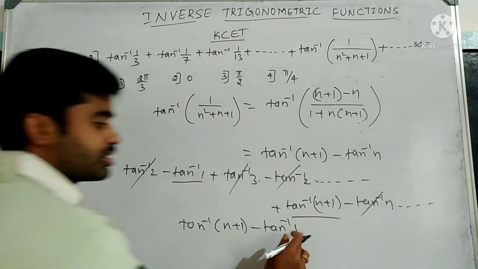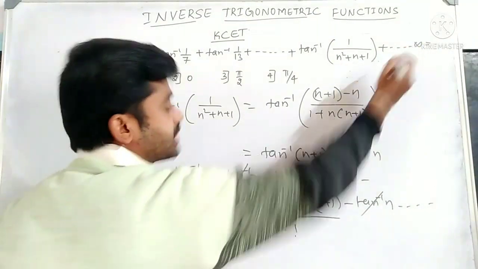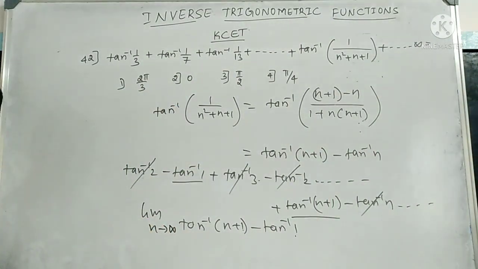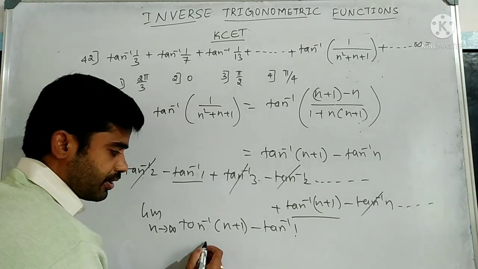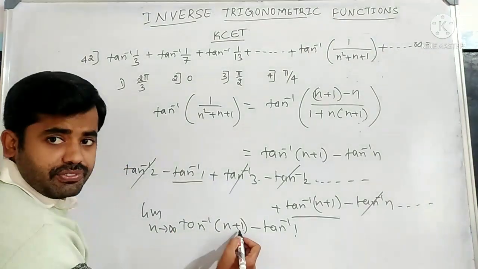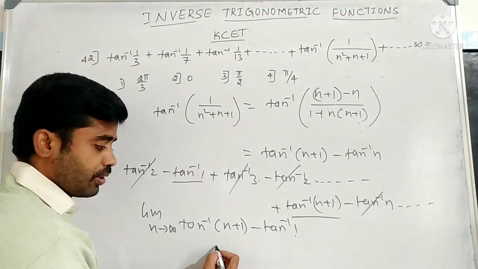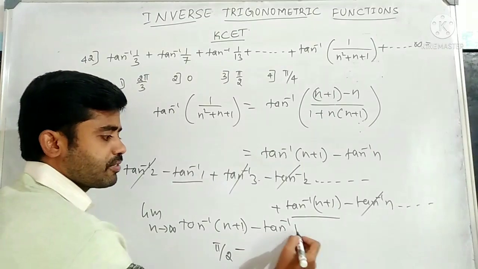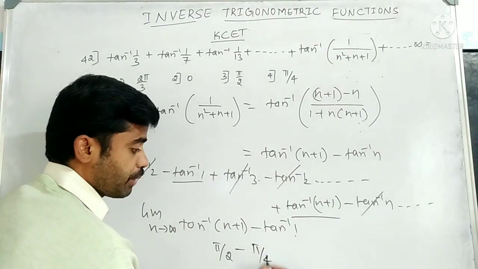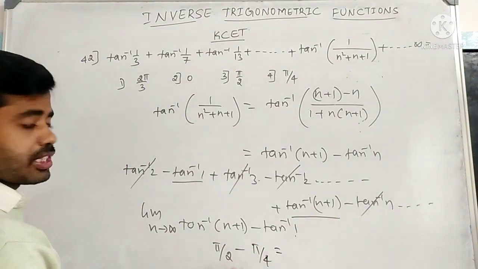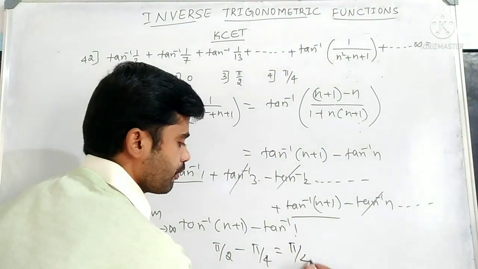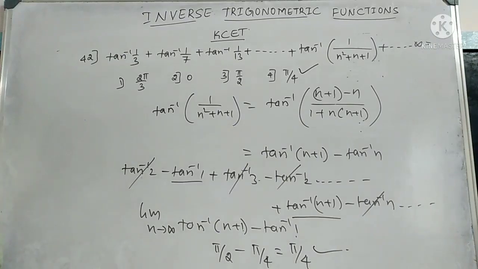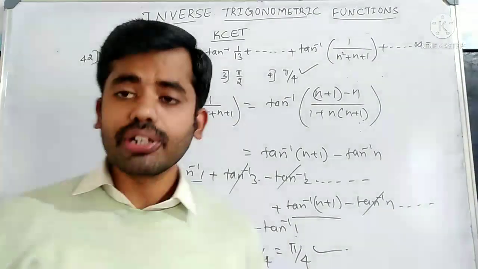Now, this is up to which term? Up to infinity, that's why limit n tends to infinity. Now tan inverse infinity: infinity plus 1 is infinity. Tan inverse infinity is what? Pi by 2, since tan pi by 2 is infinity. Minus tan inverse 1 is pi by 4. That is 90 minus 45, which is 45, pi by 4. Which option? Pi by 4. Okay? Be careful, it is a very important example.